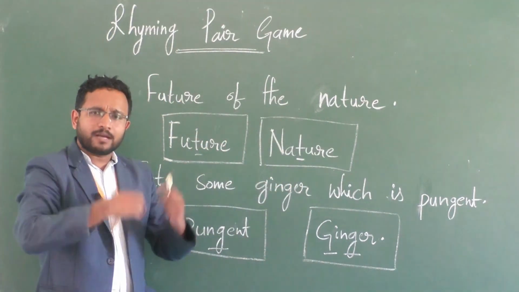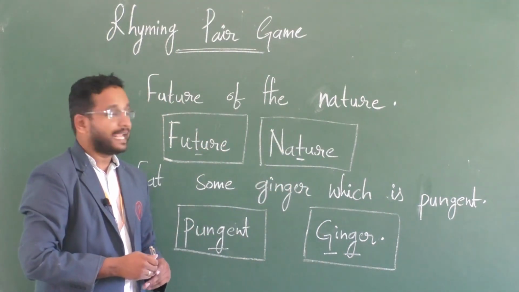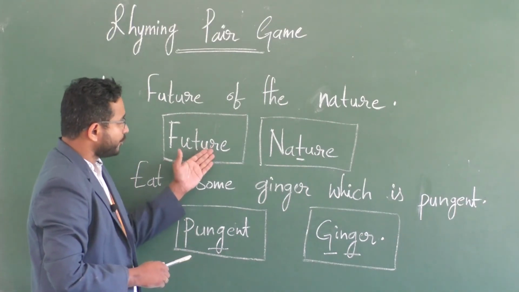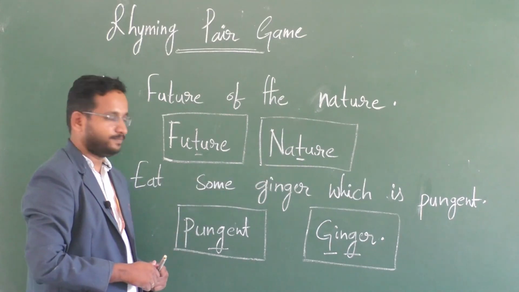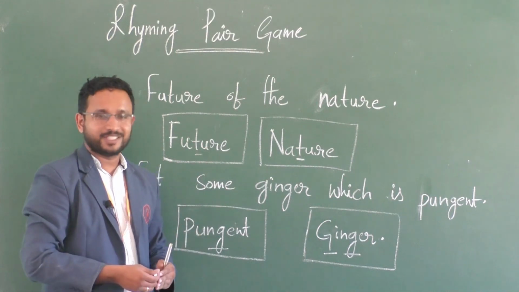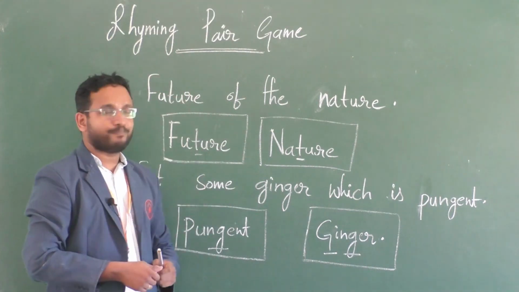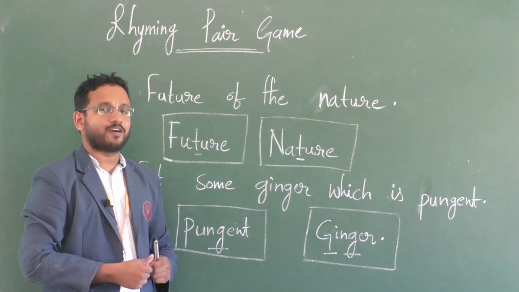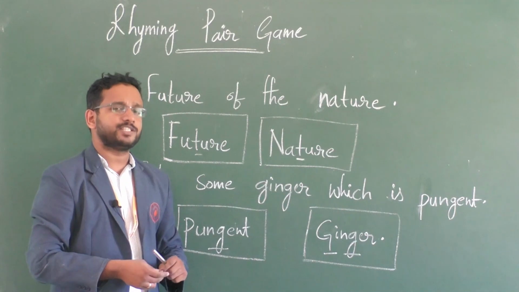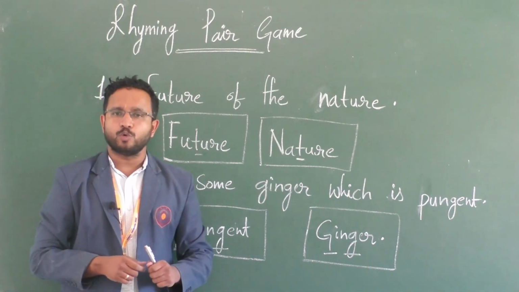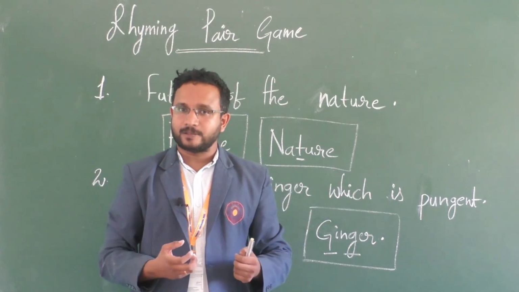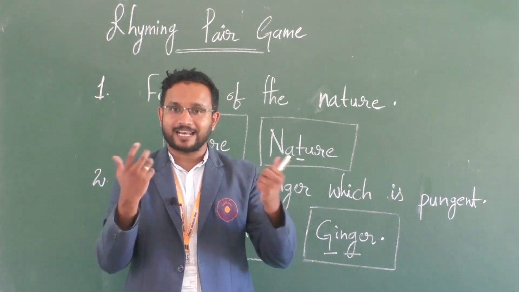You can also play this game, dear students. It is as simple as this. So once again, future, nature, pungent, ginger. They are pairs. So they are rhyming pairs, right? All right. So today itself, try to play this game. And dear students, whenever you shoot your video, you can include such activities to make your videos colorful.